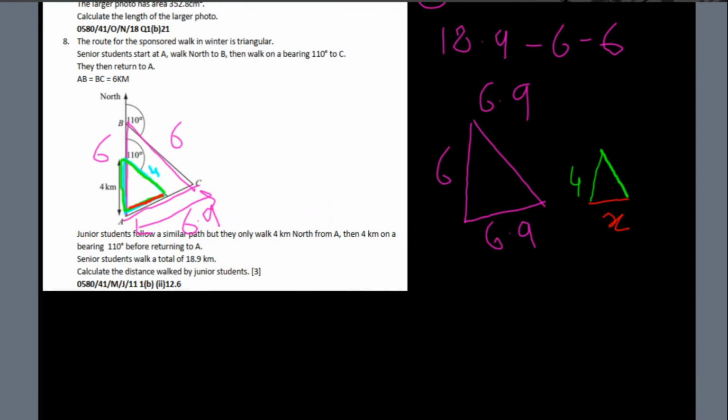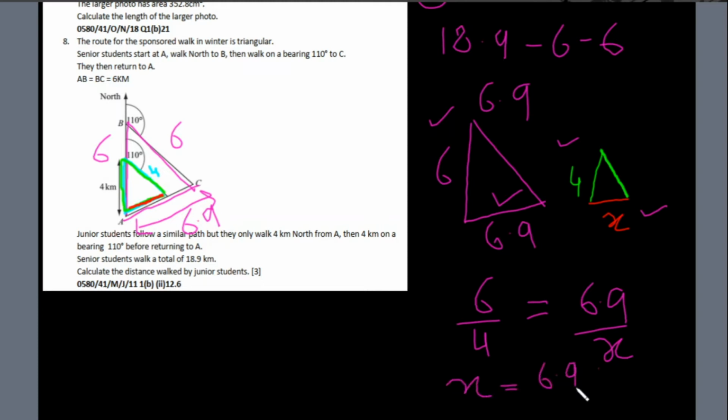So that's simply 6 over what's the corresponding length in the next triangle? It's 4, equals to the length in the first triangle 6.9 over the corresponding length in the other similar triangle, which is x. So now you cross multiply, so we get x equals 6.9 times 4 over 6. So we've simply used the ratios of lengths of similar triangles, the ratios of corresponding lengths of the similar triangles.